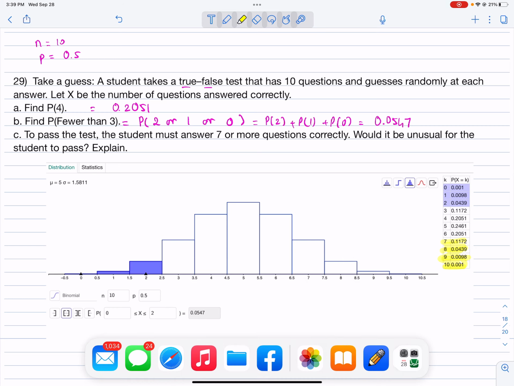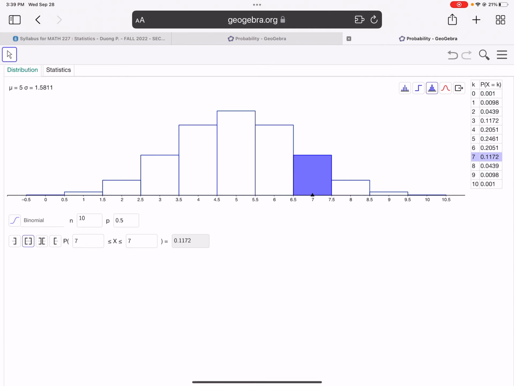Now I will click on the 7, the 8, the 9, and the 10 and read the answer. It gives me 0.1719.